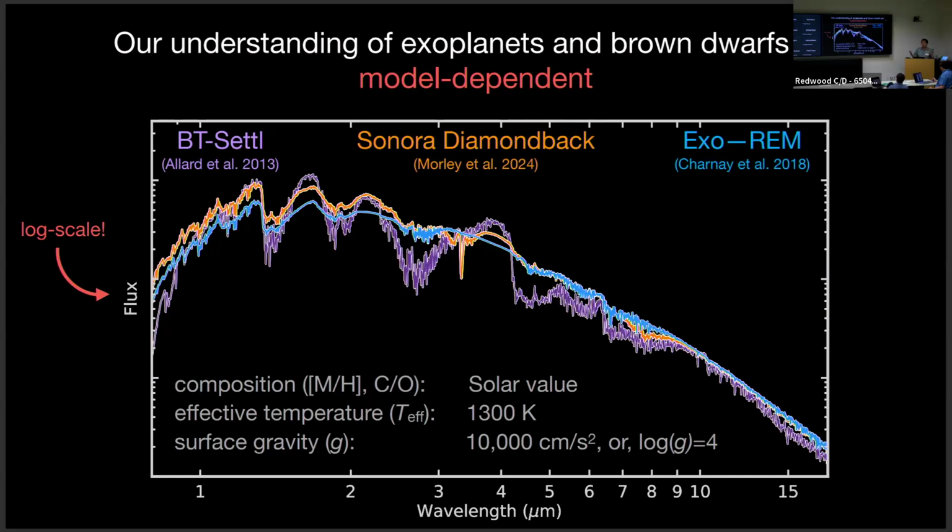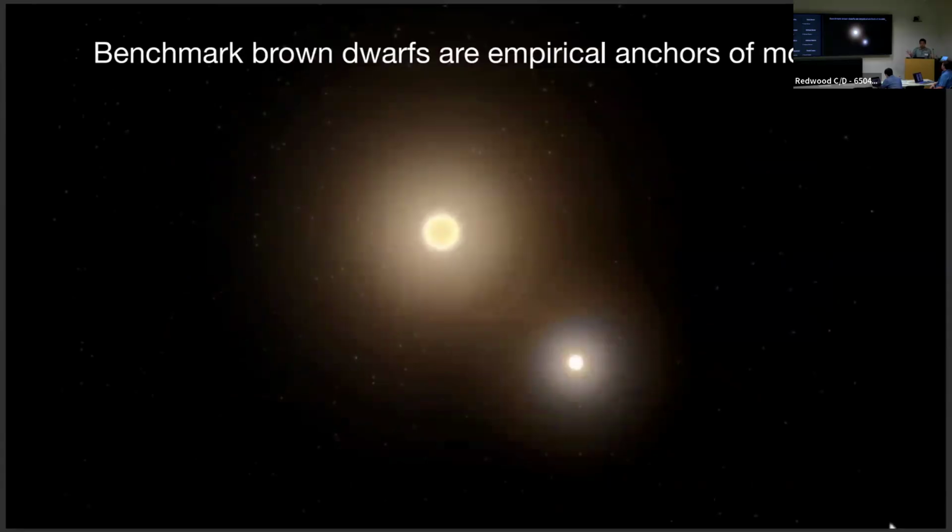So to really move forward in the field, I think it's really important that we find some empirical standards. For these empirical standards, we hope that we know their fundamental properties reliably, and if we directly observe their spectroscopy, they can tell us what the spectrum should look like at that given combination of parameters. So that's how benchmark brown dwarfs come in. This is supposed to be an animation, and you would see a binary orbiting each other. Basically, the benchmark brown dwarf is an empirical anchor or standard for this purpose.